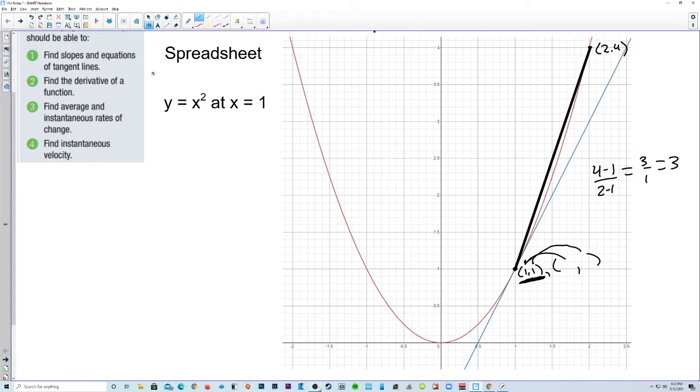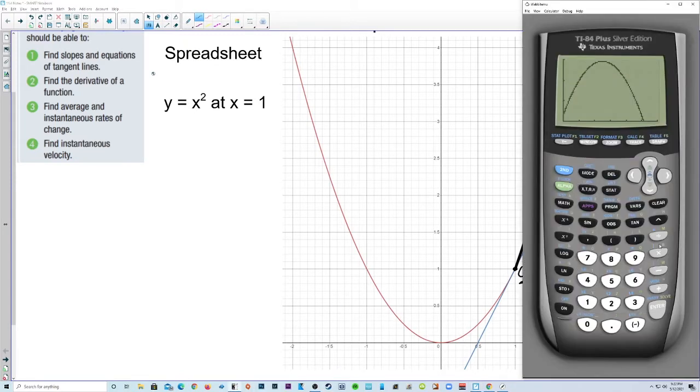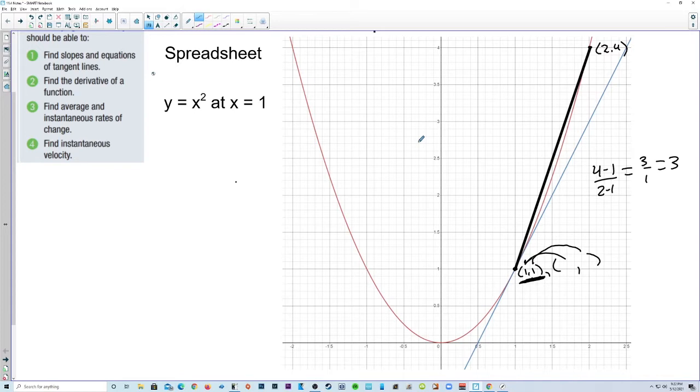What is 1.5 squared? Grab a calculator real quick, clear that. 1.5 squared is about 2.25. So on the curve, that's about right there, actually. So we could do the slope of that secant line right there. And we're getting closer to the slope of the tangent line.